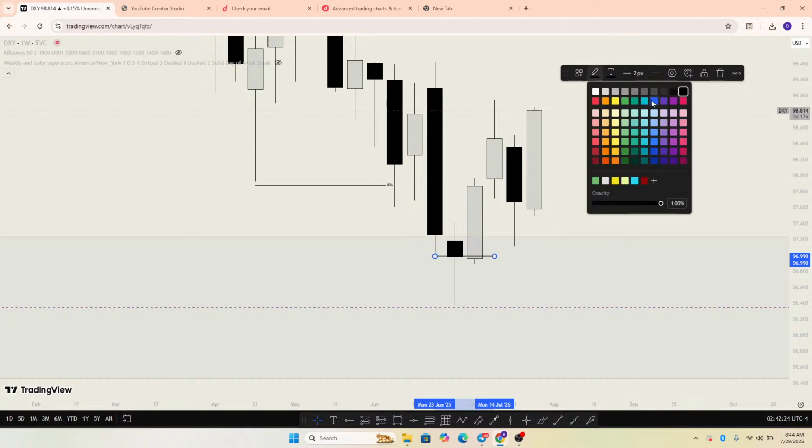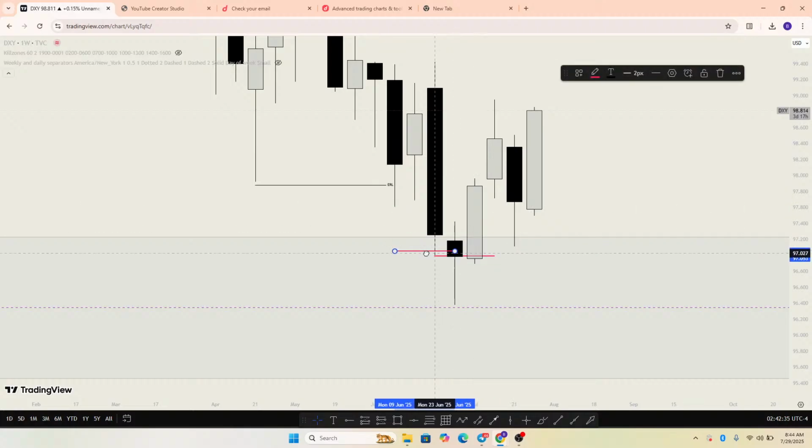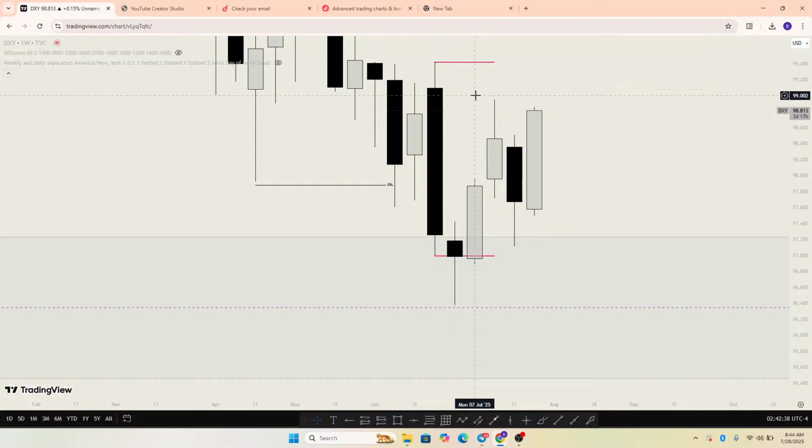And let me change the color to be red. Okay, we see this candle close inside the previous range. And now the range is from this low to this high. Now, what do we have? We have what we call a likelihood of swing formation. So when you see this, you should anticipate a swing formation.